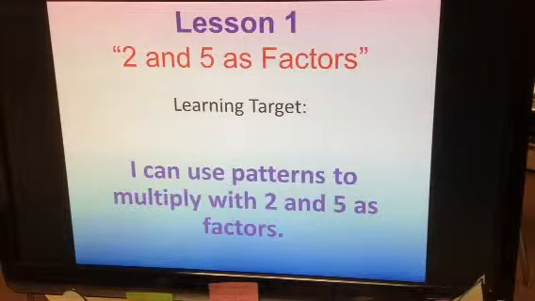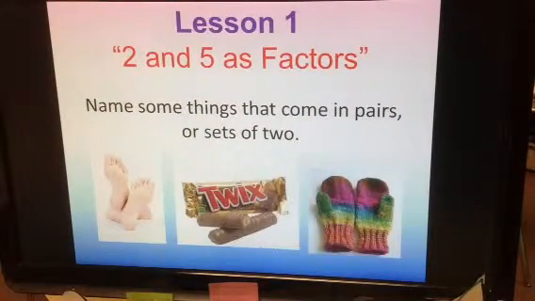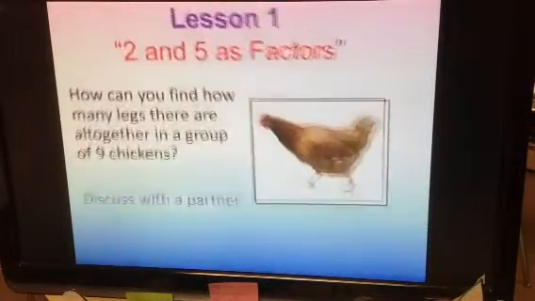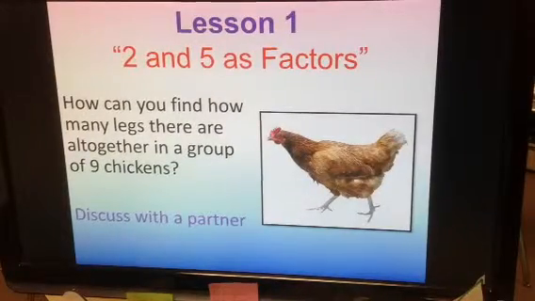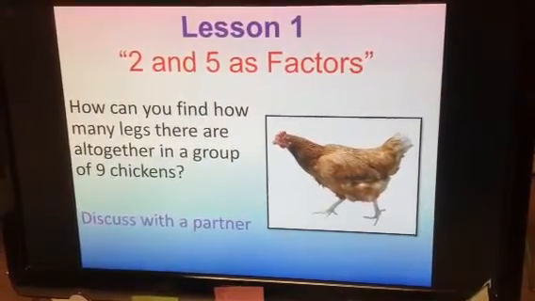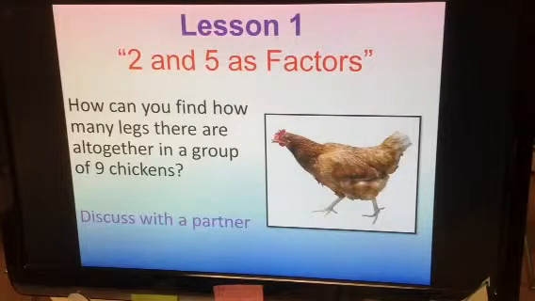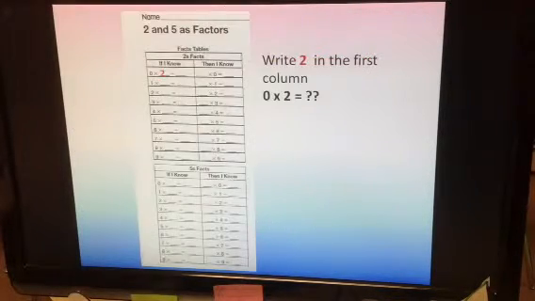So our learning target today: I can use patterns to multiply with 2 and 5 as factors. What are some things that come in pairs or sets of 2s? Here's pictures of some that I thought of. How can you find how many legs there are altogether in a group of 9 chickens? We talked about how we could skip count by 2s to find the answer.